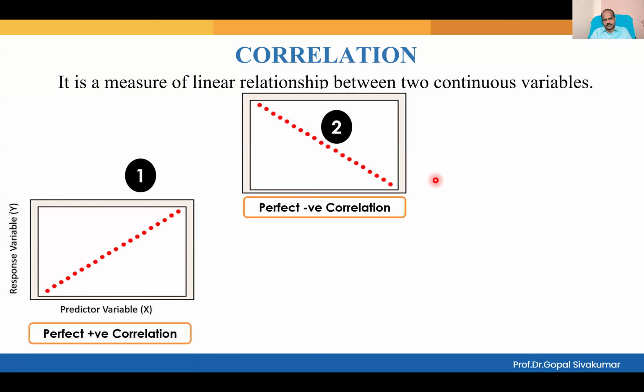Now, another case. Here also I see a perfect line. Here also I see a linear relationship. But one difference I could notice here is as I increase the x, my y is decreasing. You can see that. As I increase my x, my y is decreasing. So the relationship is a perfect negative relationship, or perfect negative linear relationship.